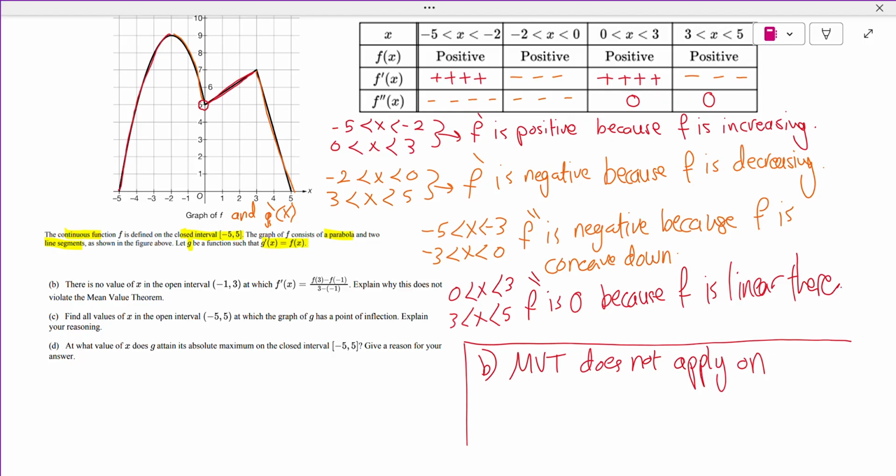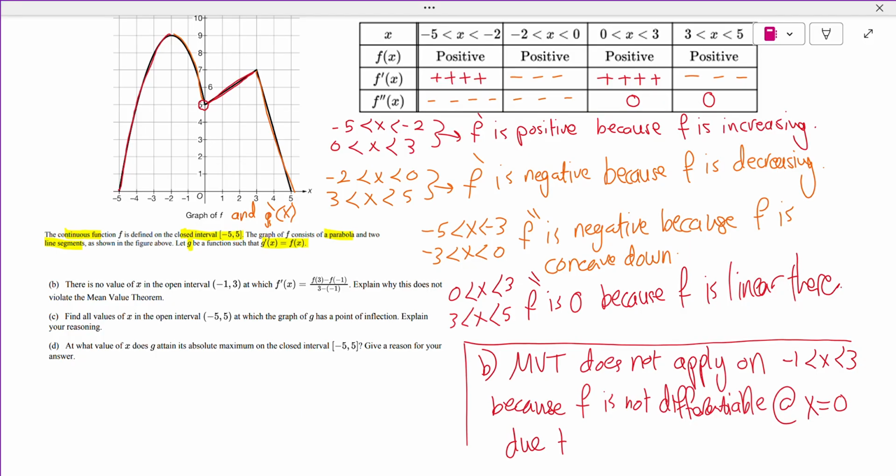What's the given interval? On -1 to 3, right? Because f is not differentiable at x equals 0 due to a sharp point or corner. So this does not violate the mean value theorem.